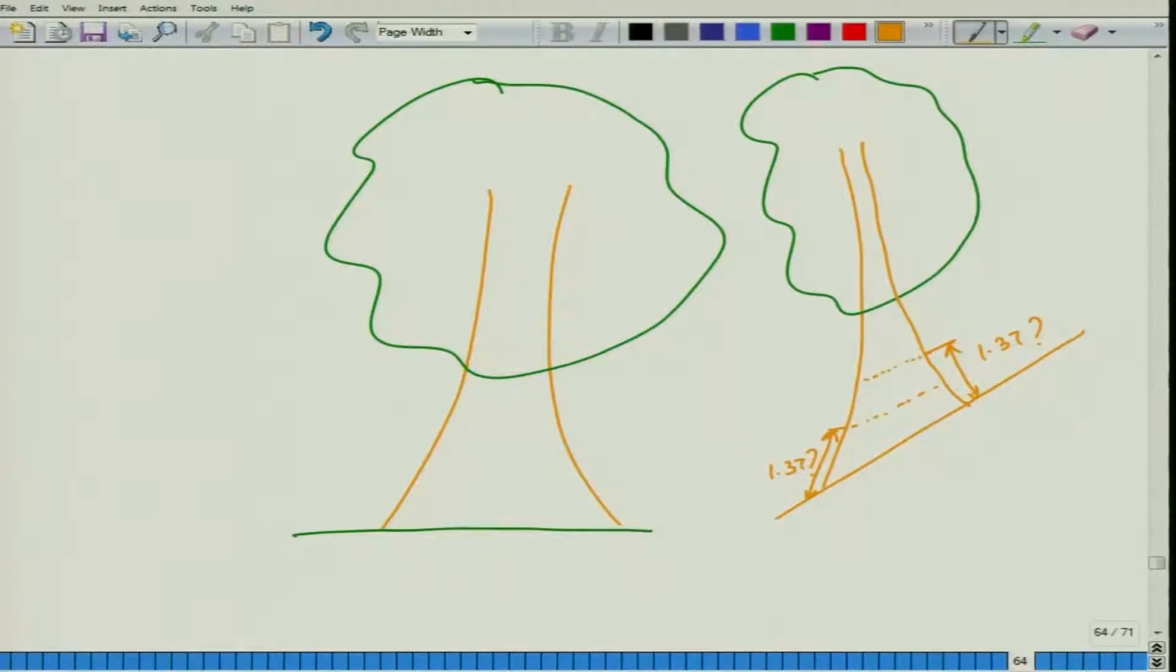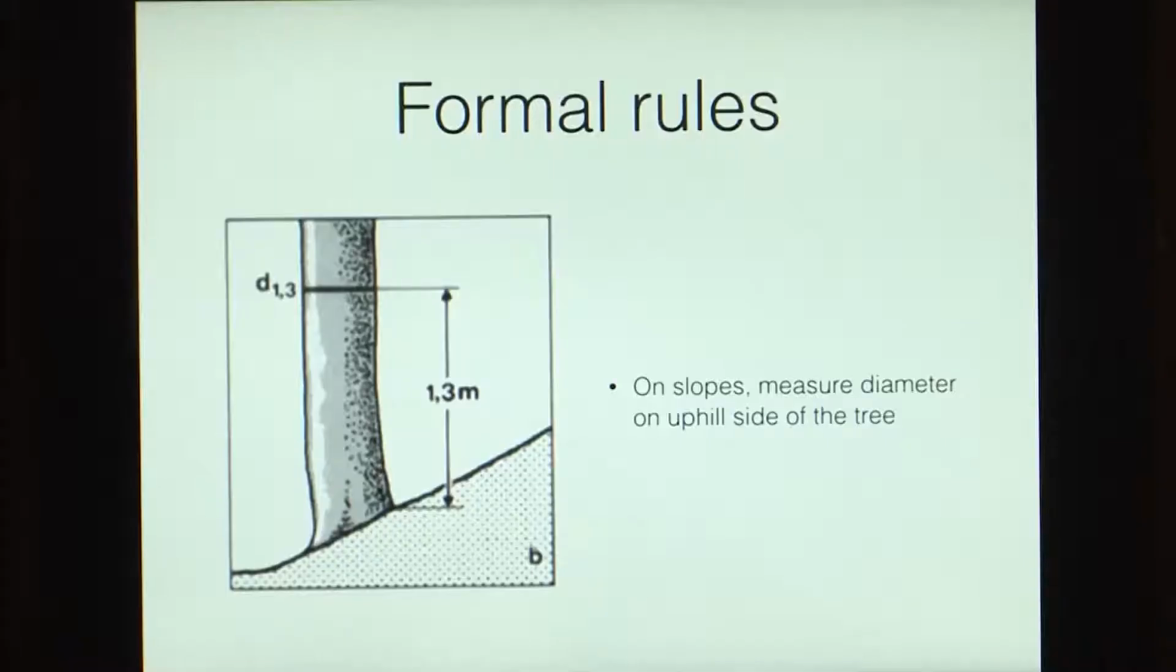Now, to solve such problems, we have some formal rules. So, in the case of slope, we would only be taking the upper slope diameters. So, you would be measuring it here.